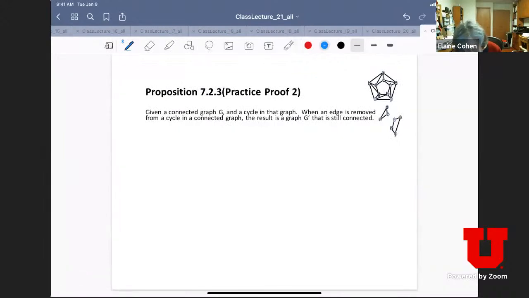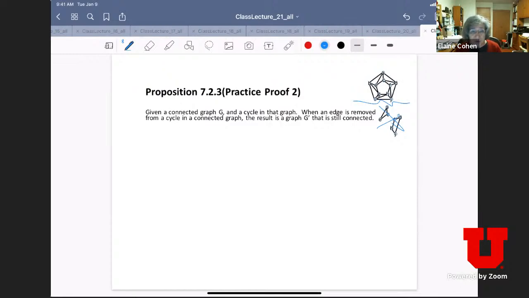Here's a new one. Now this is the opposite direction. In a connected graph G and a cycle in the graph, pick any cycle. We're ignoring that for now. When an edge is removed from a cycle in the graph, the result is a graph that's still connected. Okay, how would you go about proving that? I told you that we had two hammers, but here's our third hammer. It's a direct proof.